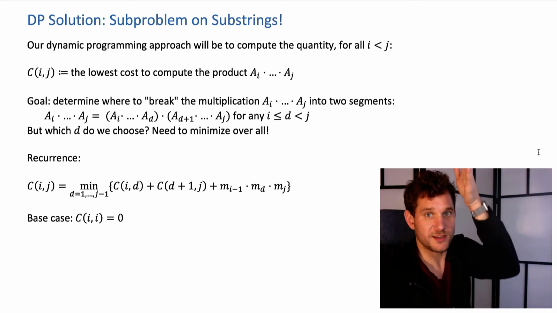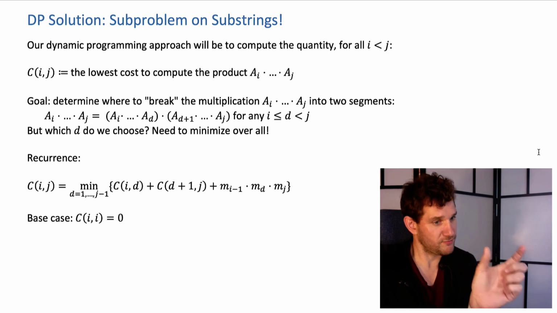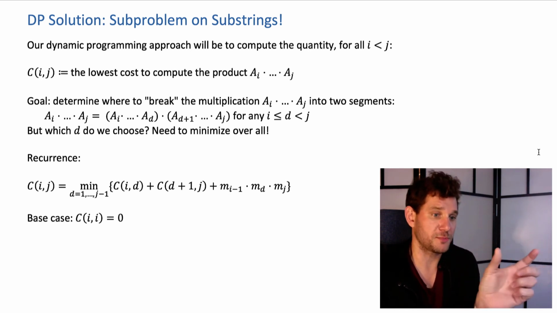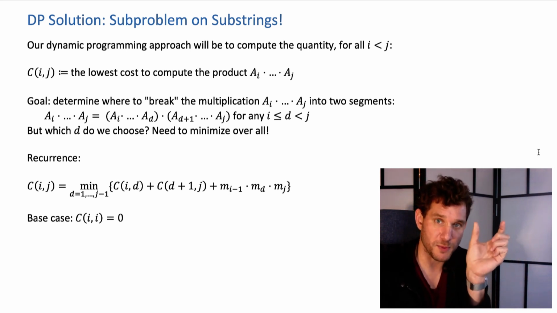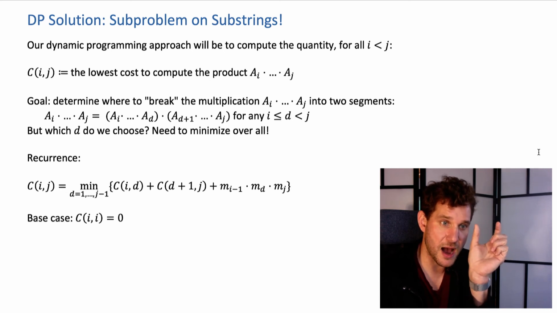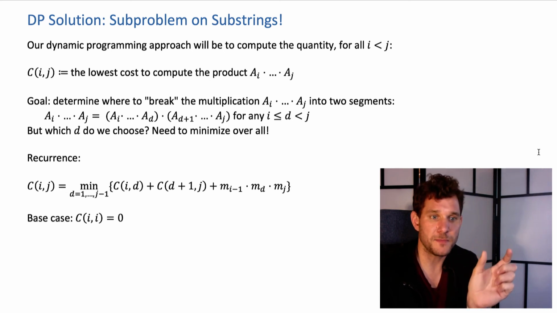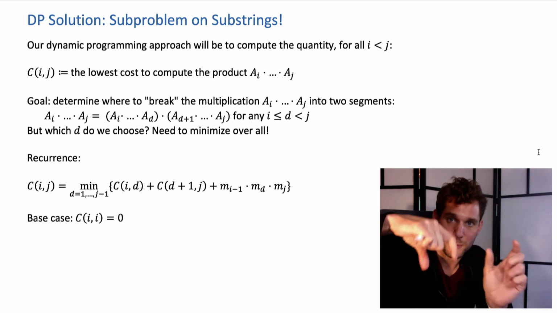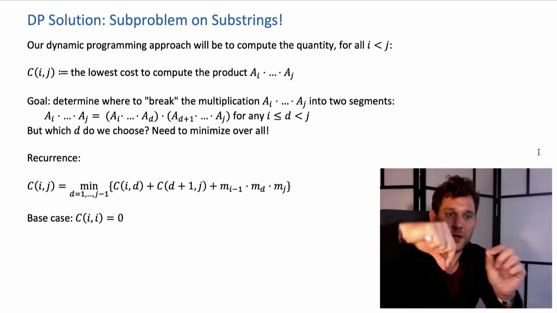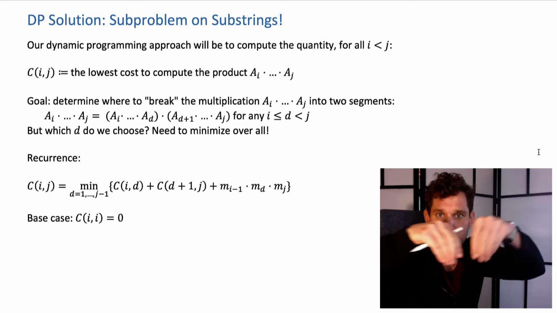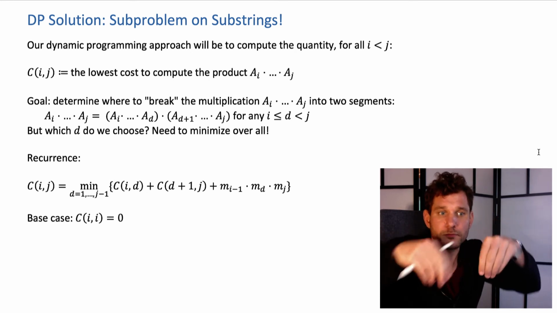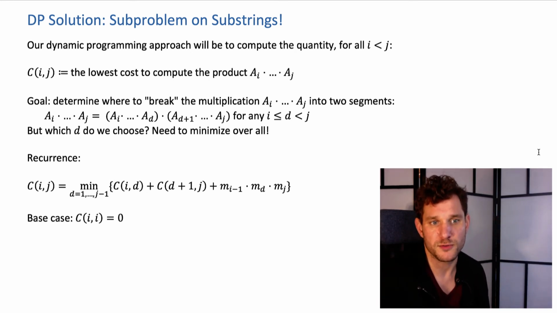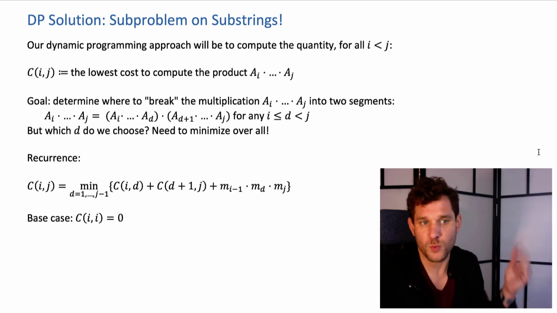We have to decide where to split the sequence so we find the optimal way. We will recurse by finding the optimal way to multiply these first I to D matrices together, and then the D plus 1 to J matrices together. We're going to recurse by finding the optimal way to multiply those matrices, plus the cost of multiplying these 2 resulting matrices we got from these recursive calls, right?